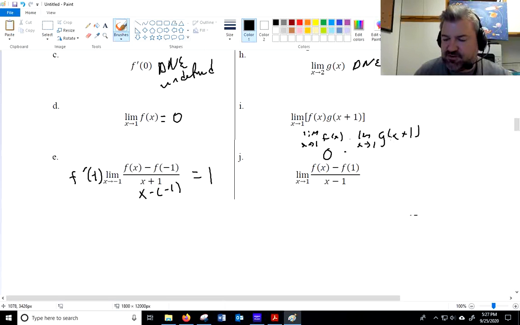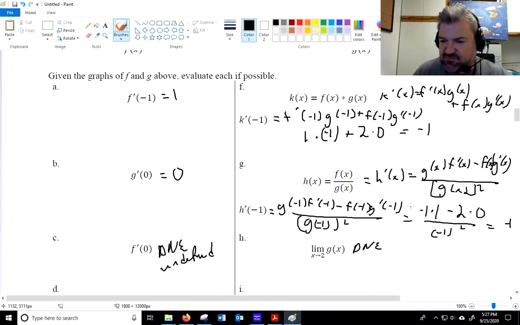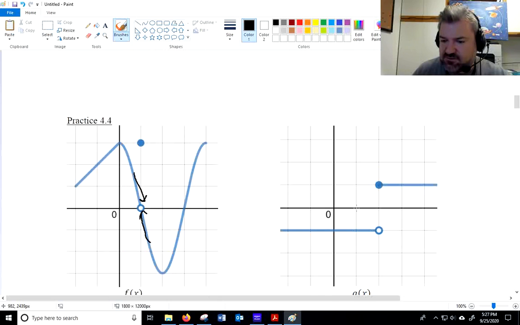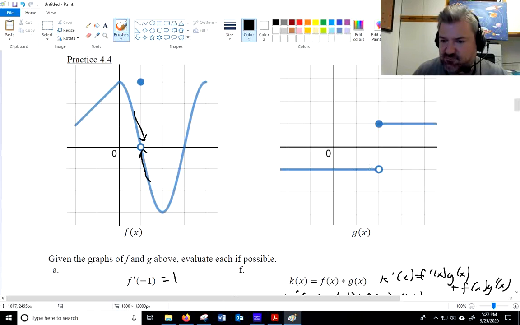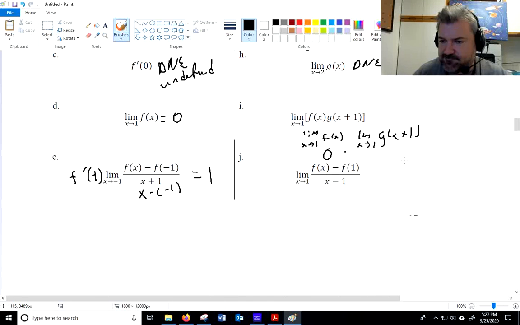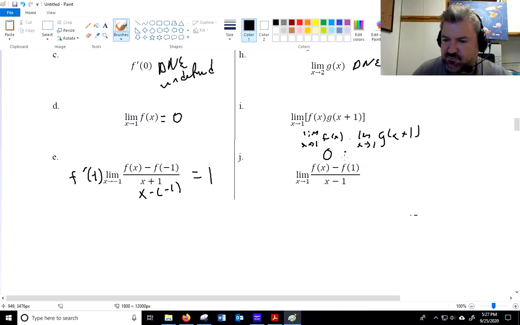Now, the limit as x approaches 1 of g of x plus 1. So if I plug in 1 here, I'm really finding g of 2. So the limit as x approaches 2 is what this is really. Do you see how that would work? So that would give me negative 1. And that would give me positive 1. So this is either a negative 1 or a positive 1. So we need to think about this.